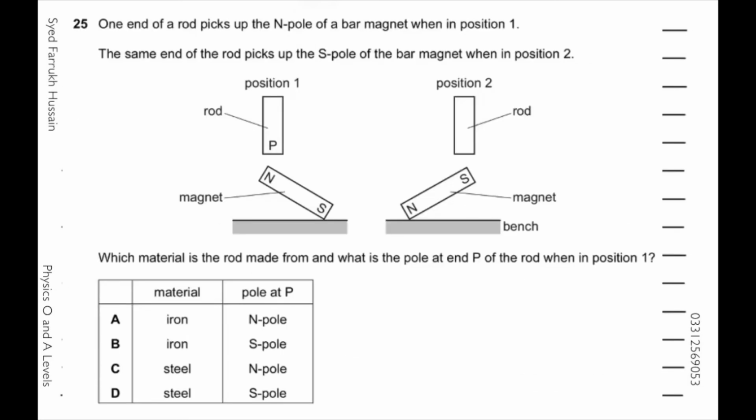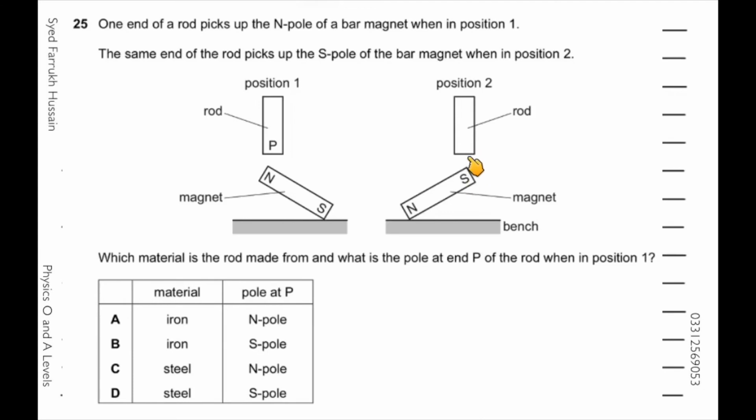Now in this question, one end of a rod picks up the north pole of a bar magnet when in position 1. So if it is picking up the bar magnet, so at this point, point P, there is a south pole because it is attracting it. The same end of the rod picks up the south pole. Now if this is picking up the south pole, then at this position there is north pole.